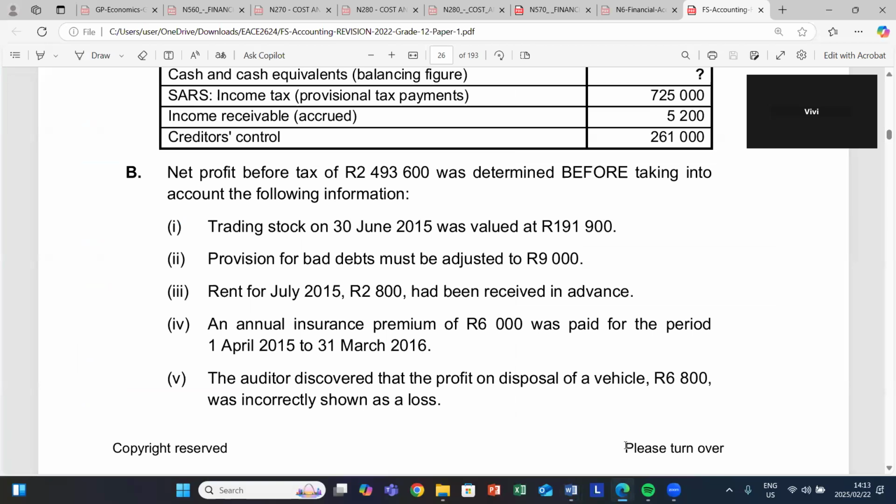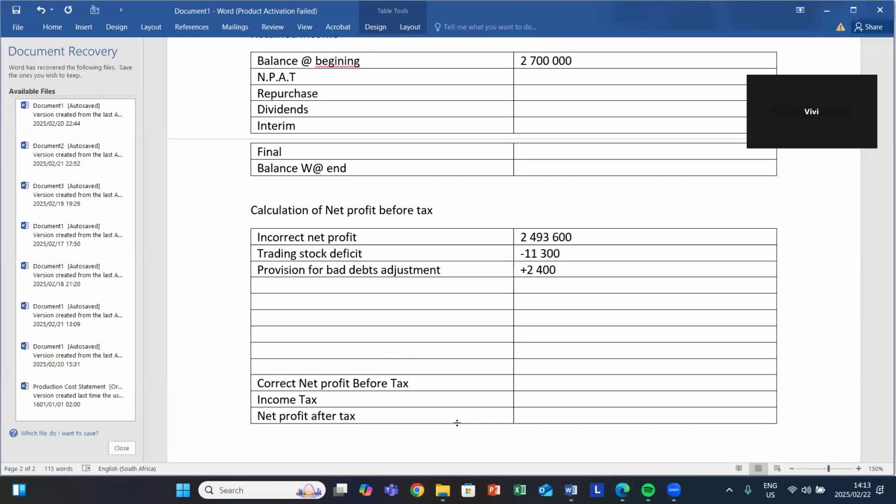And then we go to adjustment number 3. However, they say that the rent for July 2015, 2,800, has been received in advance. So how are we going to deal with that one? Can you please give us your suggestion? We'll have to minus 2,800 rent income.